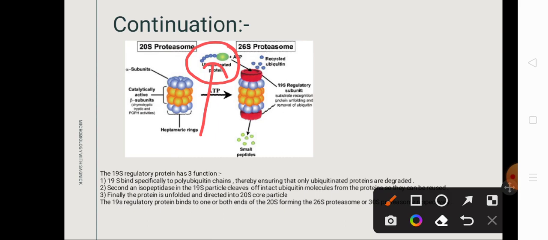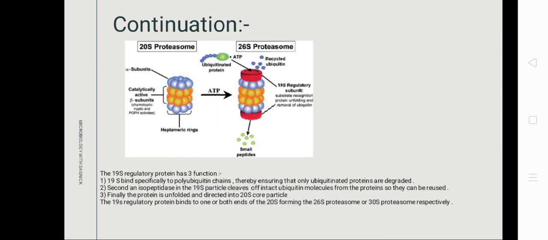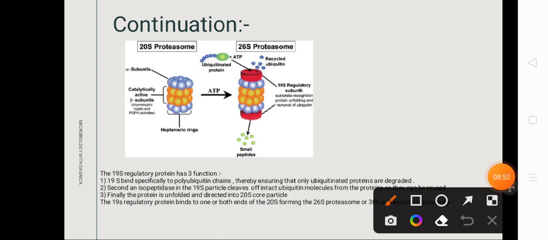If this polyubiquitin was not present, then degradation of protein would become very difficult. Why? Because polyubiquitin here acts as a label by which the cell can understand which protein it has to degrade and which not. That is the importance of polyubiquitin. We are going to talk about this polyubiquitin and also how this ubiquitination is going on in part 2 video of ubiquitin mediated degradation.